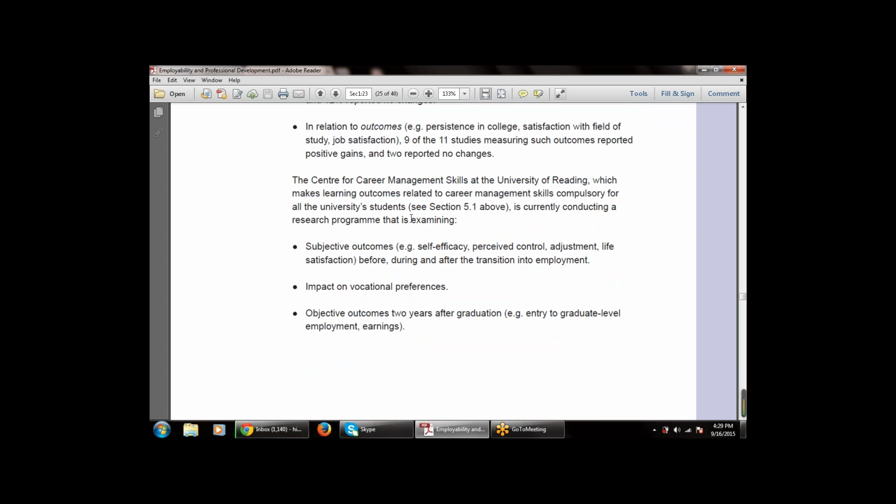And that is currently connected to a research program examining the subjective outcomes, the impact on vocational preferences, and the objective outcomes. So one is the subjective outcomes, then the impact on vocational preferences, then the objective outcomes.